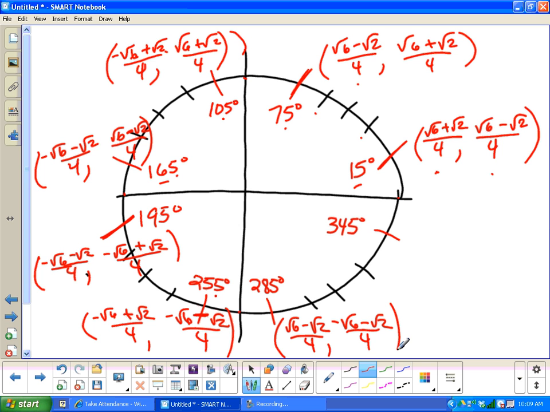All right, at 345, yeah, so the x is going to stay the same. So square root of 6 plus square root of 2 over 4. And then now this is going to be negative square root of 6 plus square root of 2 over 4. All right, so yes, that was fun. Now, here's the stipulation. You still got to show me how you get those, okay? But you can memorize these, and this is especially good for finding the tangents, okay?